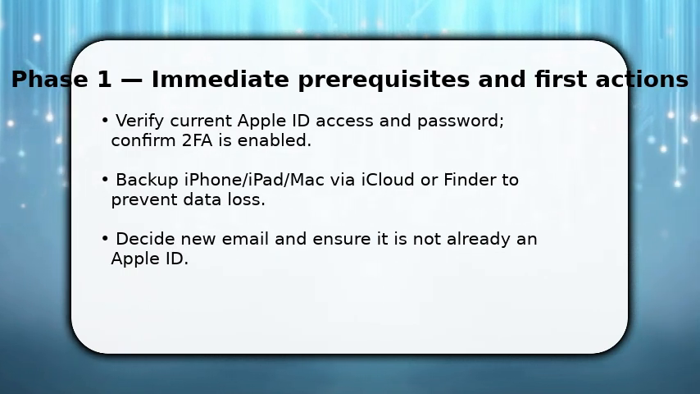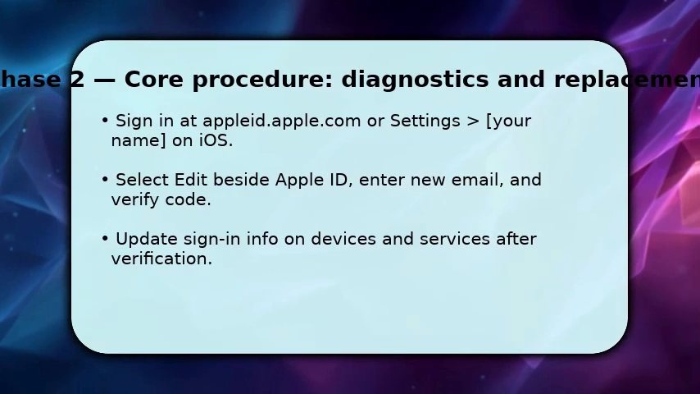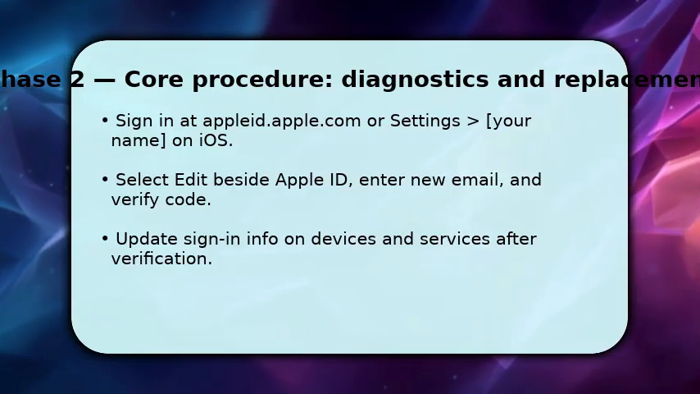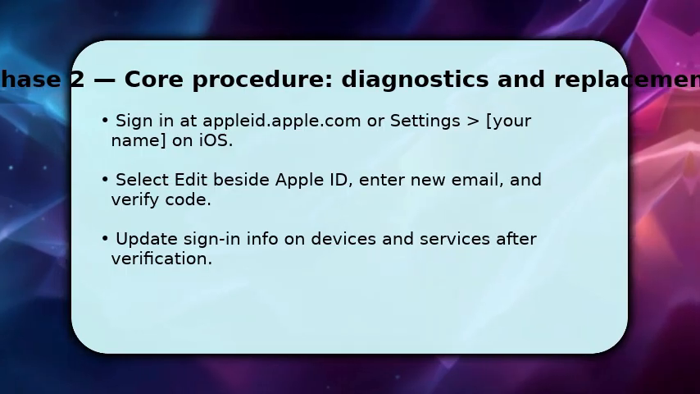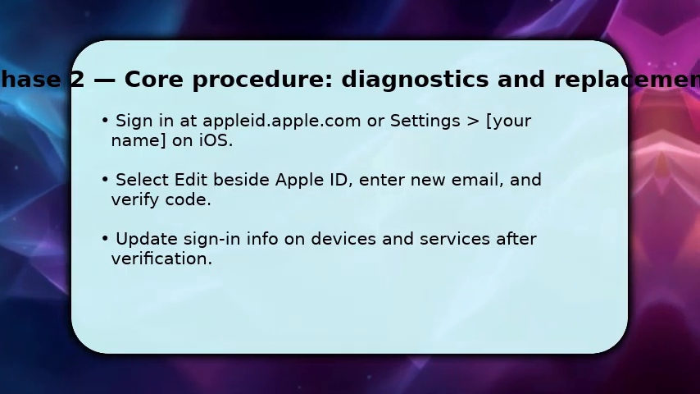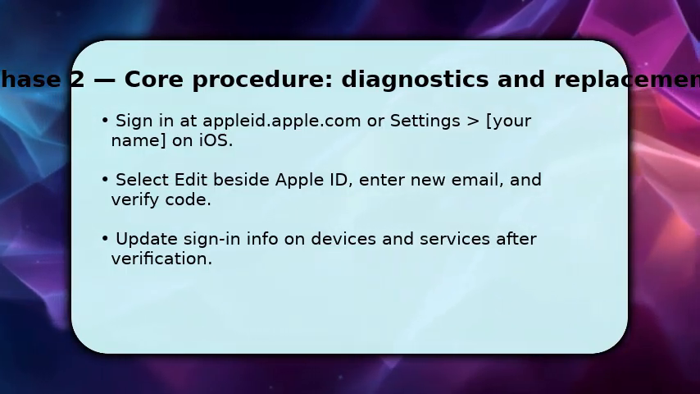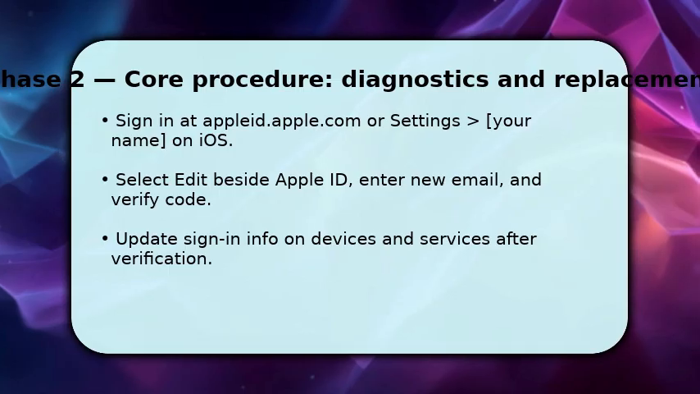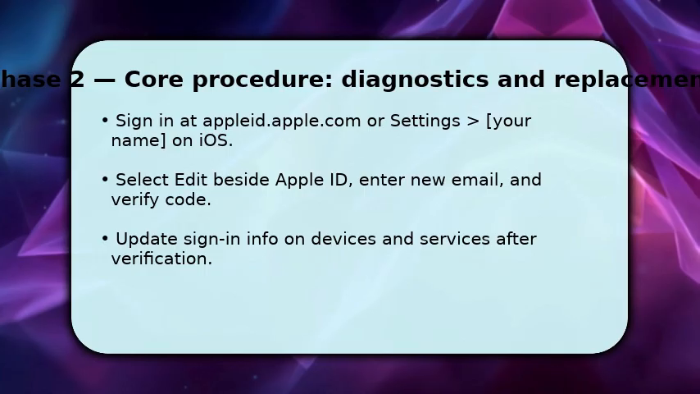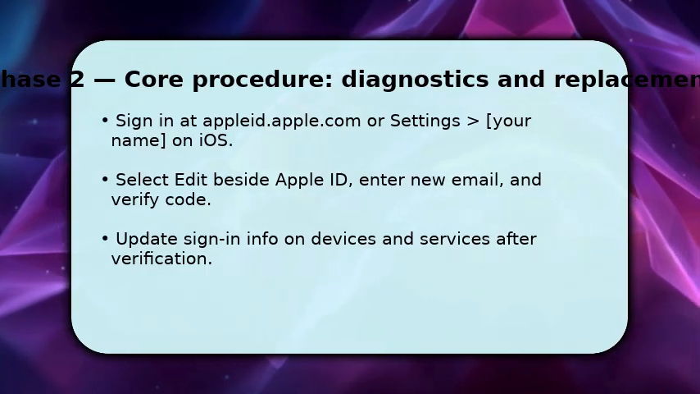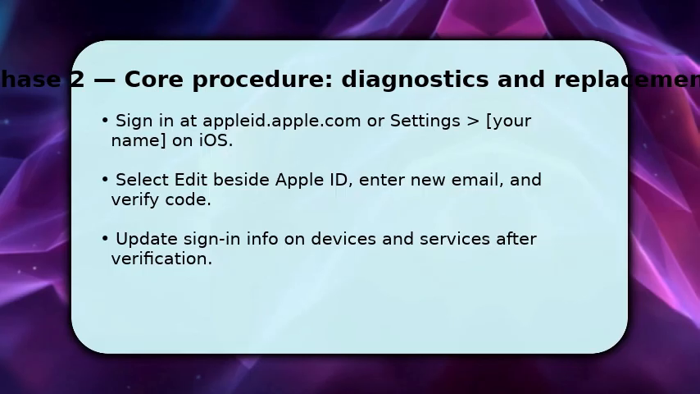while you proceed. You sign in using the current Apple ID at Appleid.Apple.Com or open settings on your device and tap your name. Then select Edit near your Apple ID, type the new email, and request the verification code. Apple sends a code to that address. Make sure to enter it promptly and confirm the change because verification completes the transfer without data loss.